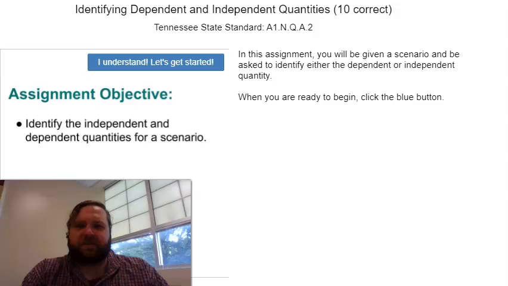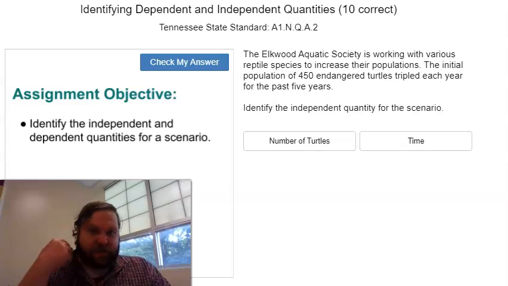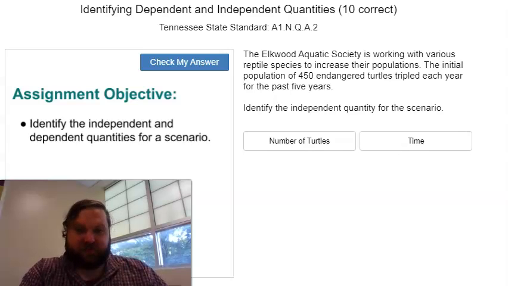It's pretty straightforward. So now that we're ready, we hit I understand. Let's get started. And here's what happens. You're given a scenario, which you should, as always, read. The Elkwood Aquatic Society is working with various reptile species to increase their populations. The initial population of 450 endangered turtles tripled each year for the past 5 years. Identify the independent quantity for the scenario.